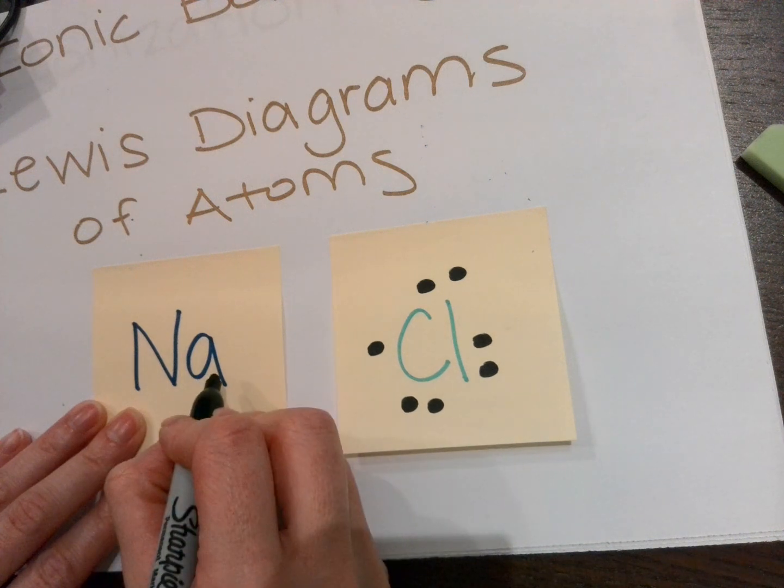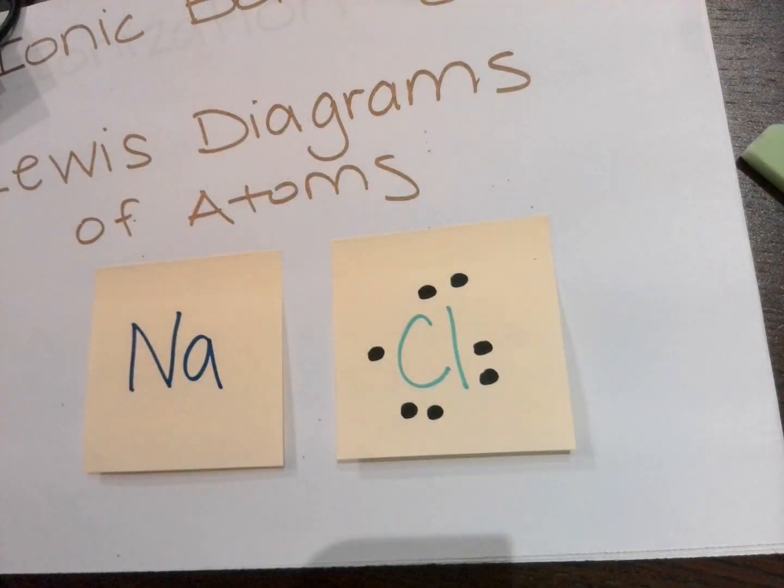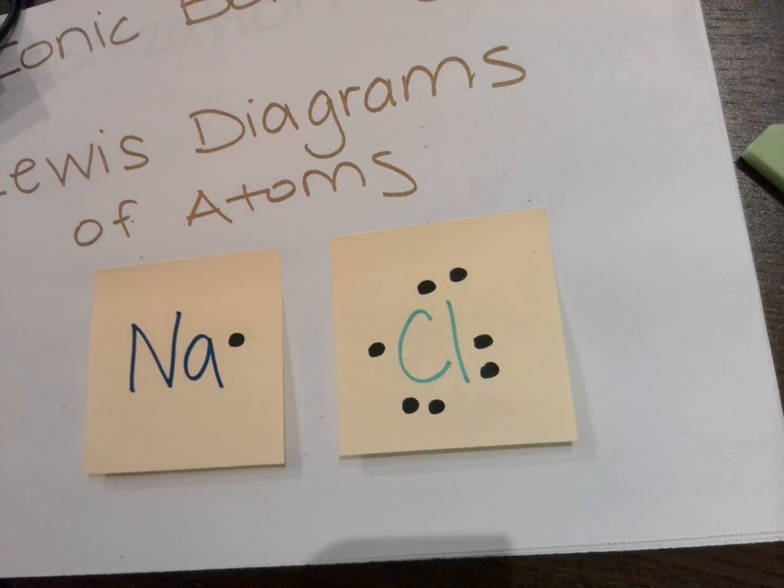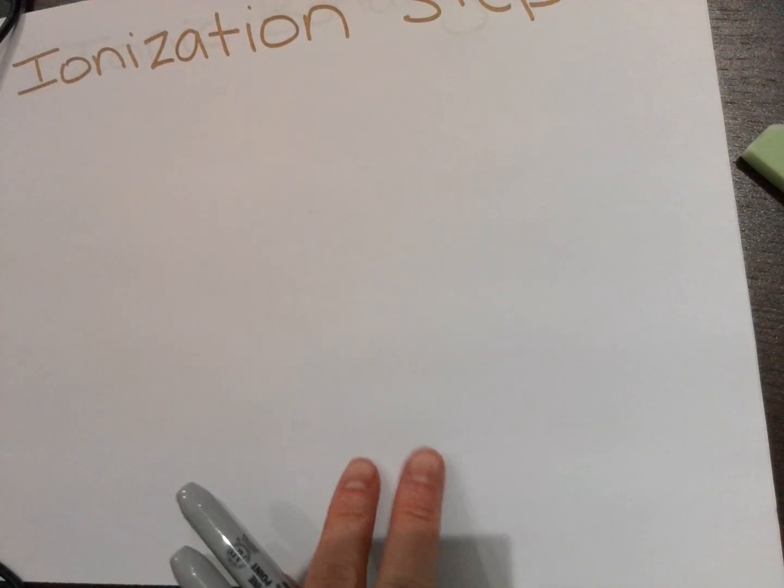And right now, I'm going to draw it right here, so that's kind of side by side. So that's the first step: draw the Lewis diagrams for the atoms. The second step is to show our ionization step.